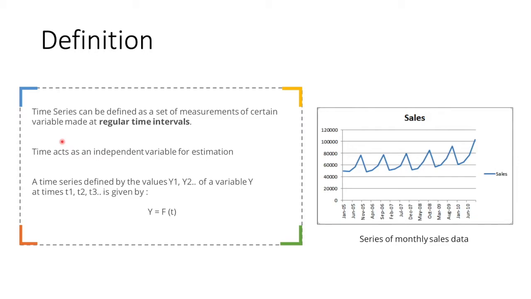A time series defined by the values y1, y2 of variable y at different times, like t1, t2, t3, is given by this function: y is equal to a function of t, where t is the time, which is the only independent variable for any time series model, and y is the time series value corresponding to different time steps.